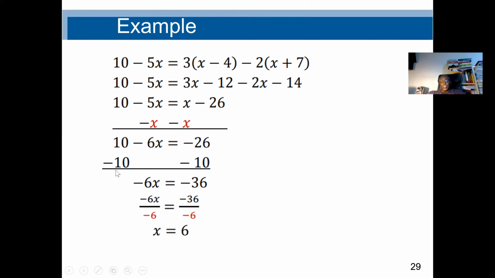Then I'll cancel the 10. So we get minus 6x equal to minus 36. So all I need is to divide the equation by minus 6. And that will give me x equal to 36 divided by 6, which gives me 6.